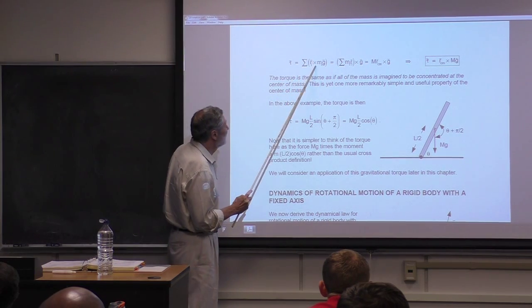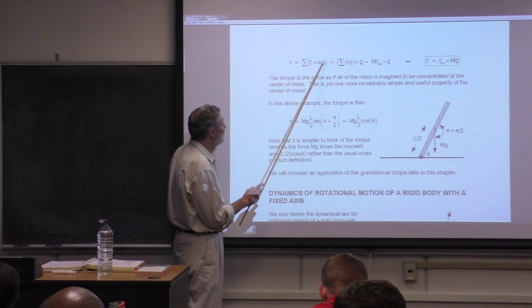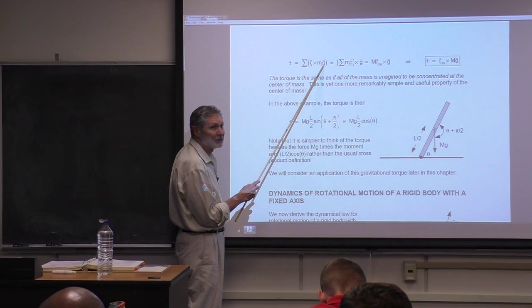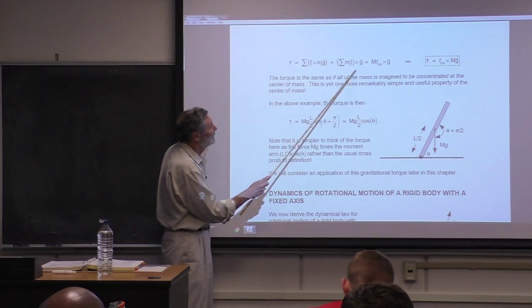And the reason we do that is, once we've got the m_i over here, this g factor right here is a constant. It doesn't depend upon i. It's just a constant vector. So I can factor it out of the sum, and I get this.